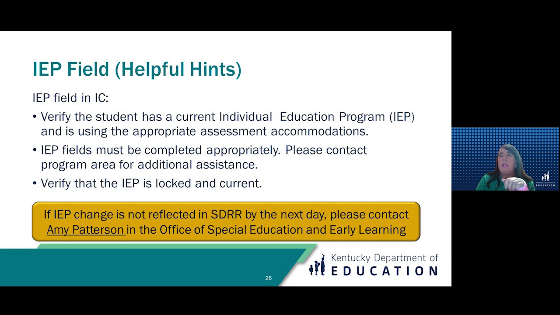Also, we talked a lot about helpful hints for your students, keeping the IEP locked and current. Another thing is making sure that you have a current IEP in Infinite Campus, and that the student has been using those accommodations appropriately throughout instruction. If an IEP does not reflect the next day after you've changed it, or you've locked it and it's still not pulling the information correctly into SDRR, then you want to contact Amy Patterson in the Office of Special Education and Early Learning.